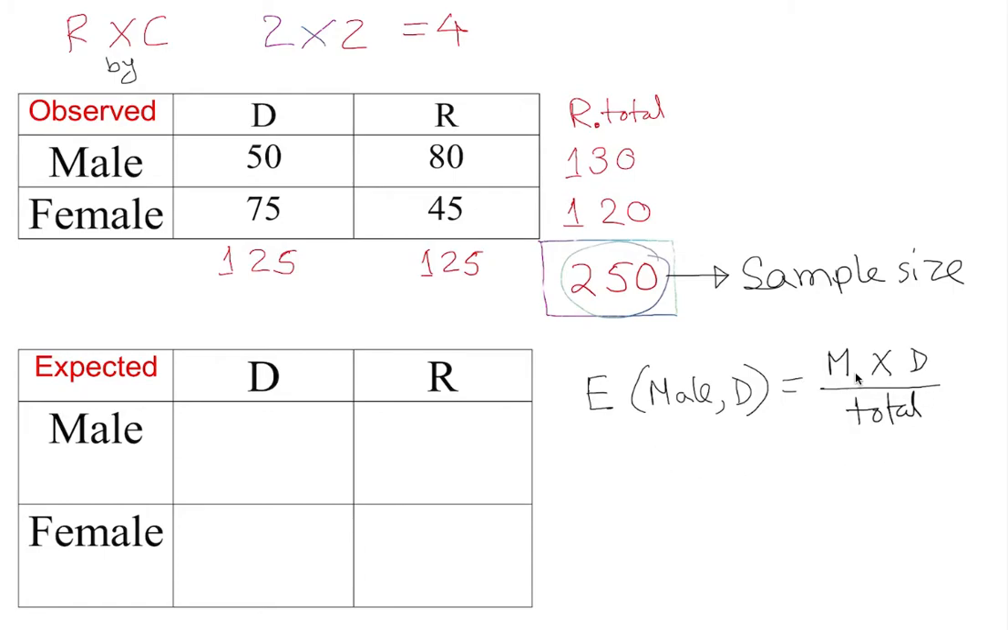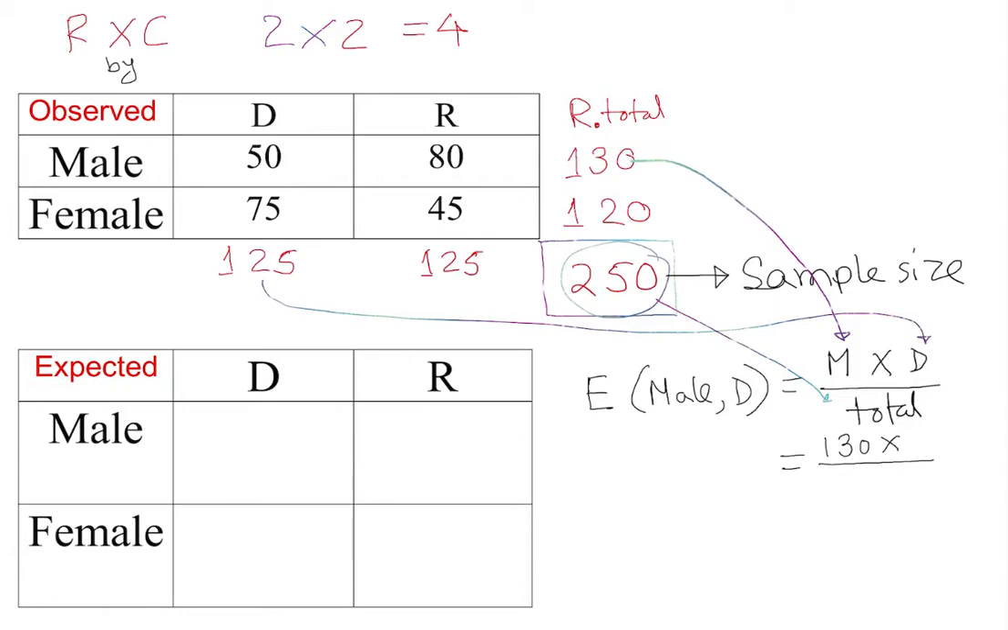Again, I want to read it. So this is the male. What is the male? Male is 130. That would come here. So 130 is going to be here. And D is the Democrat, so 125 would come here. And of course, that is going to be the grand total here. So we have everything, we just plug it in. So it's going to give us 130 times 125 over 250, that's the grand total.